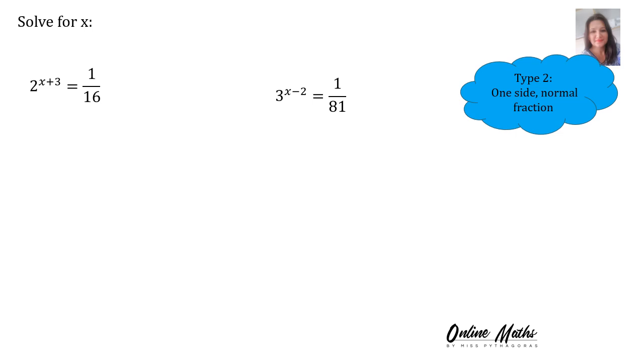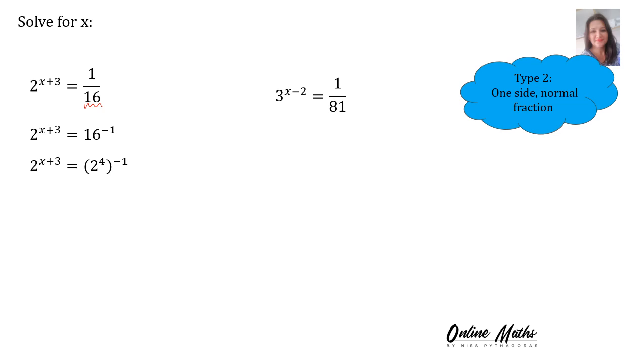Type 2, where one side there's a normal fraction. If you look at my first example, you will see on the right hand side there's a fraction, 1 over 16. So the first thing you do is you write 1 over 16 as 16 to the power of negative 1. And then you prime factorize 16, which is 2 to the 4.